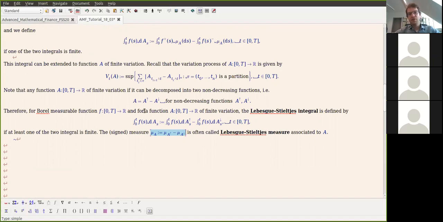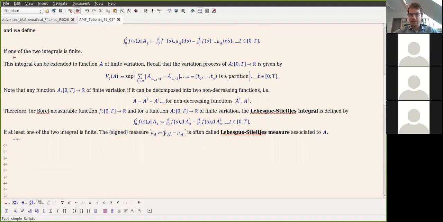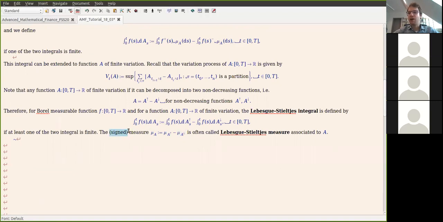You need to be a bit careful, and this is what you might never have done in the measure theory course, that here you have a signed measure. A classical measure takes non-negative values, and signed only means that it's a measure which might take negative values. So there's no hard stuff going on. It's just a slight extension, and the key observation is that you can decompose any function of finite variation into two non-decreasing functions, and then you can use your classical integration theory due to Lebesgue.